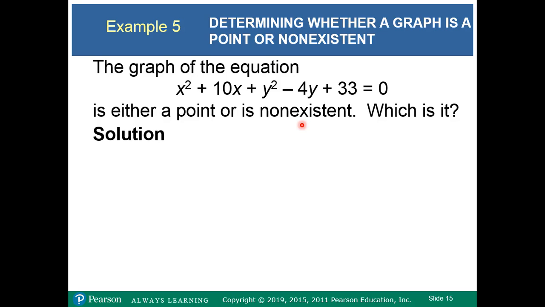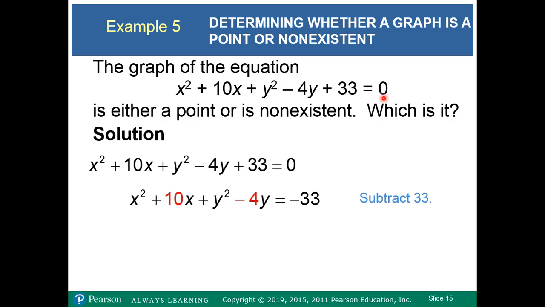Which is it? Well, let's find out. We're going to have to do the same thing. And we're going to have to look at whatever the constant is over here when we're done. So right now, we really can't tell until we do the completing the square and we find out what the final value is going to be. Okay, so here we're going to subtract 33 again because we want the constant over on the side. And now we're going to group the y terms and the x terms.